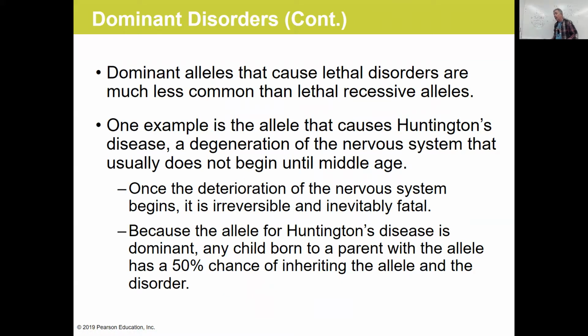So dominant alleles that cause lethal disorders are much less common than lethal recessive alleles, fortunately. Huntington's disease, the degeneration of the nervous system in middle age, is one of them. And once it begins, it's irreversible and inevitably fatal. And since it's dominant, any child born to a parent with the allele has a 50% chance of inheriting it. And if you know you've got it, there's nothing you can do about it. You know that your brain is going to degenerate in your late 40s, early 50s. So it's really a bad one.